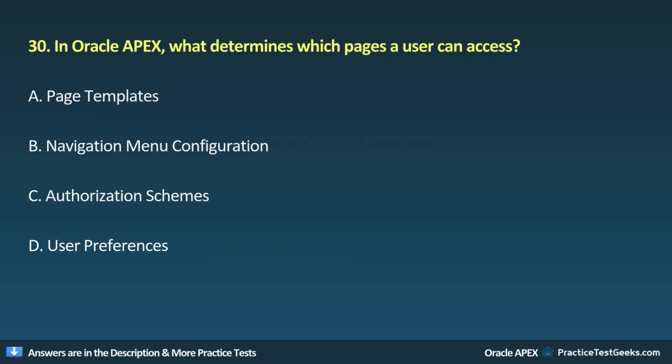30. In Oracle Apex, what determines which pages a user can access? A. Page templates. B. Navigation menu configuration. C. Authorization schemes. D. User preferences.